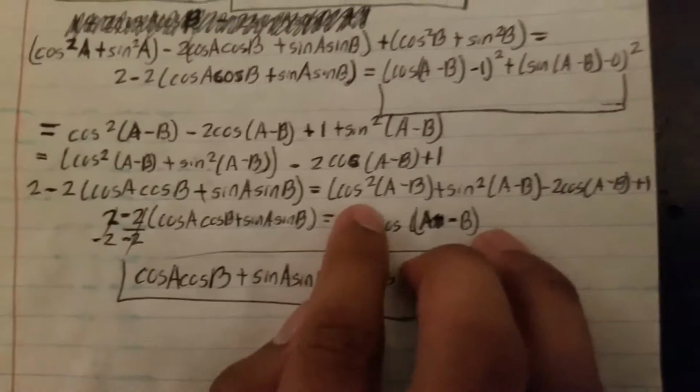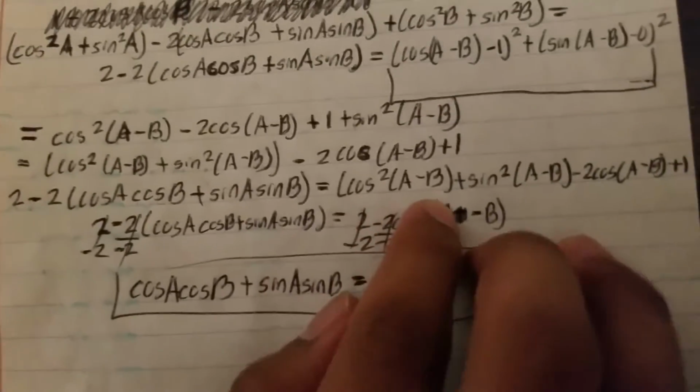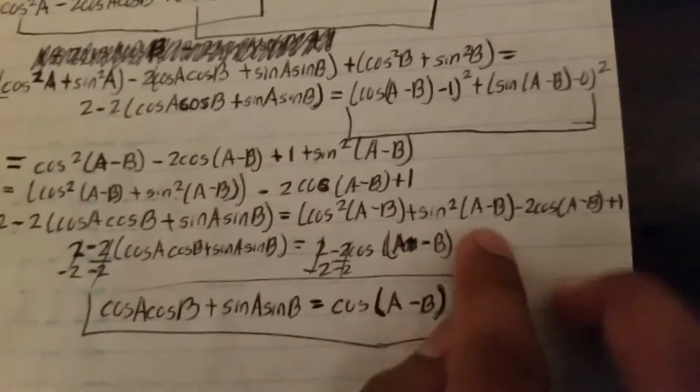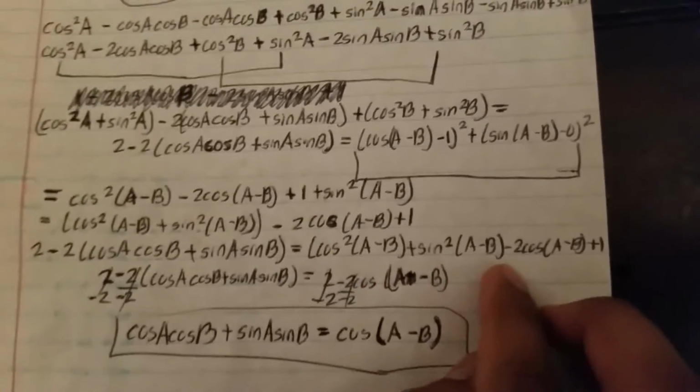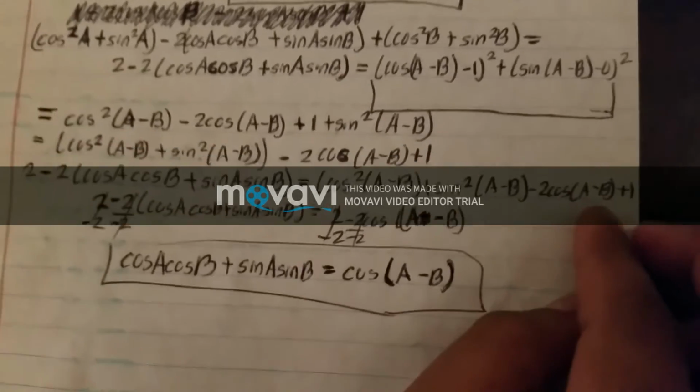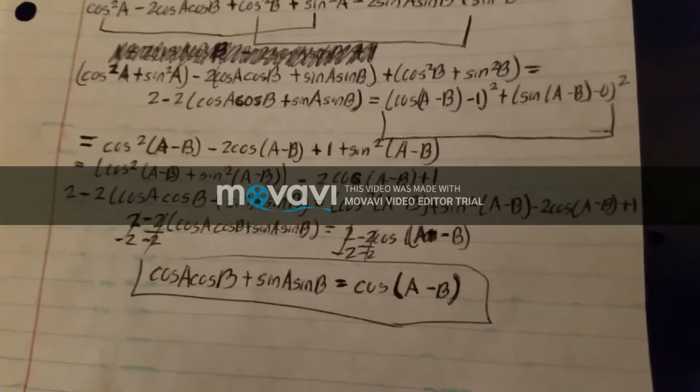I'm going to be left with cosine square (A minus B) plus sine square (A minus B) minus 2 cosine (A minus B) plus 1. Wow, I need water after this.